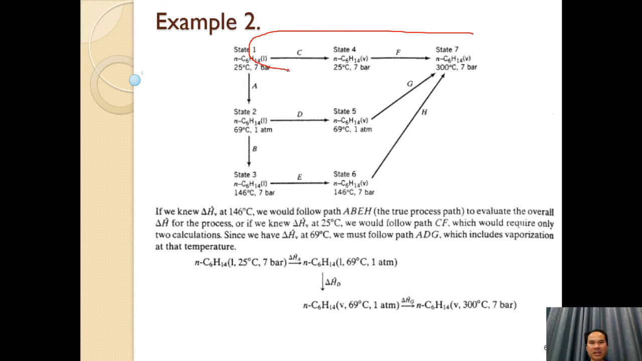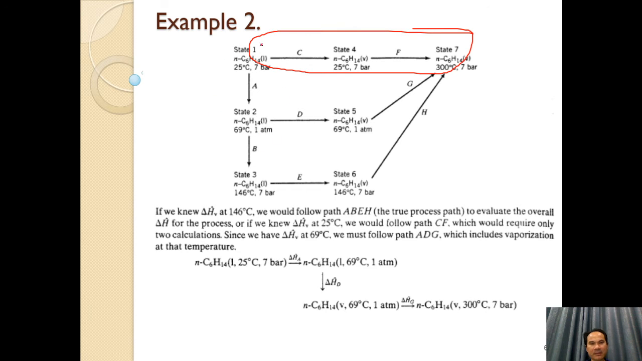For this case, we know the data of entropy, right? And for this case, we can calculate by Cp. We know this data. We have another part. For that case, we change from 25 degrees Celsius to 96 Celsius. This is the normal boiling point. And also you have to decrease pressure from 7 bar to 1 bar, approximately 1 atm.